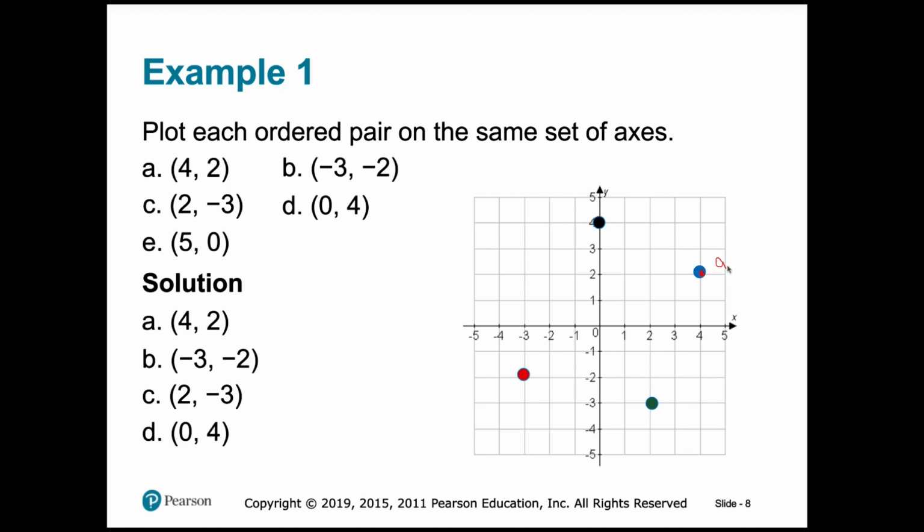And then our final one is 5, 0, left or right? Right. Up or down? Neither. We put it right on that axis. We do not go up or down.